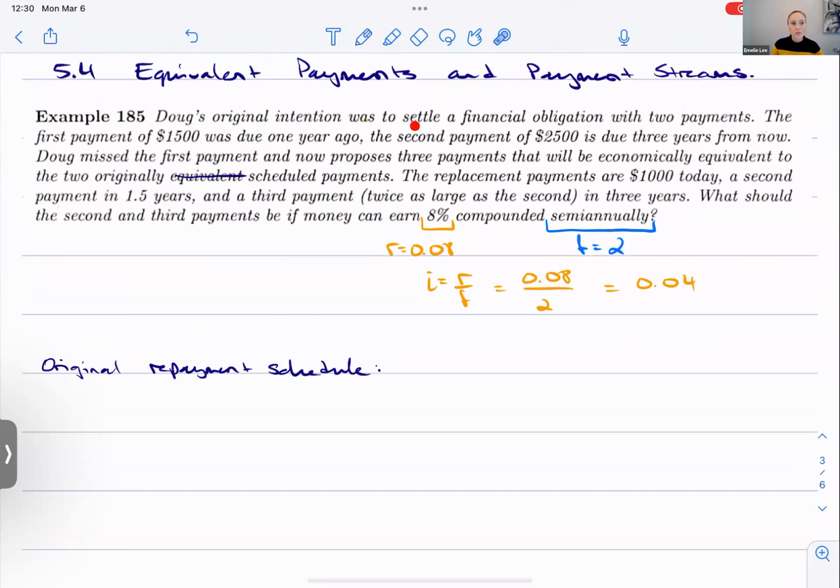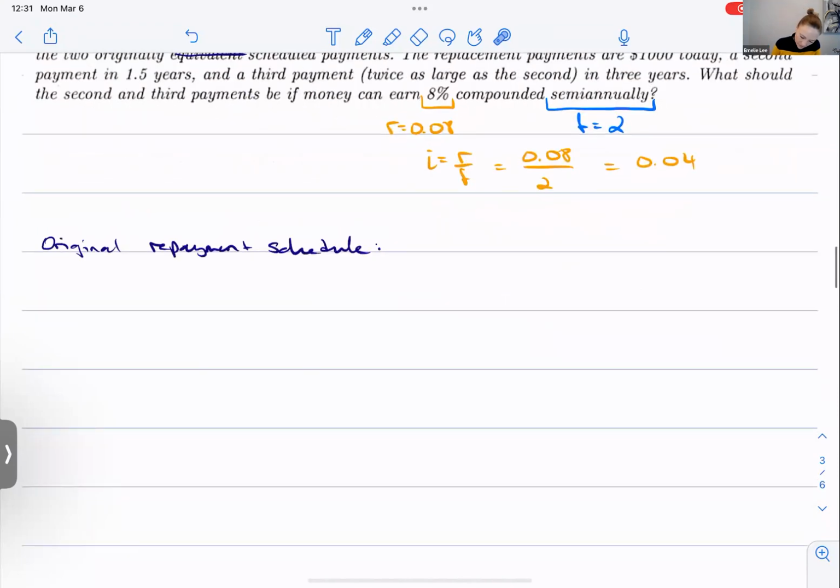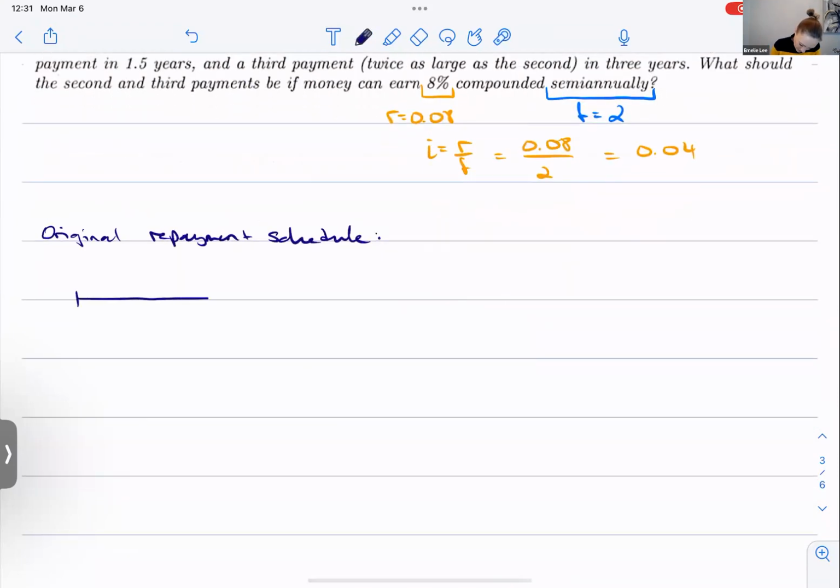Doug's original intention was to settle a financial obligation with 2 payments. The first payment of $1,500 was due 1 year ago, which means that I'm going to have today as a reference point, because it's 1 year ago, and then a second payment due 3 years from now. That's what I need to figure out first. So I'm looking at a timeline that looks like this. Here I am today, 1 year ago, and 3 years from today.